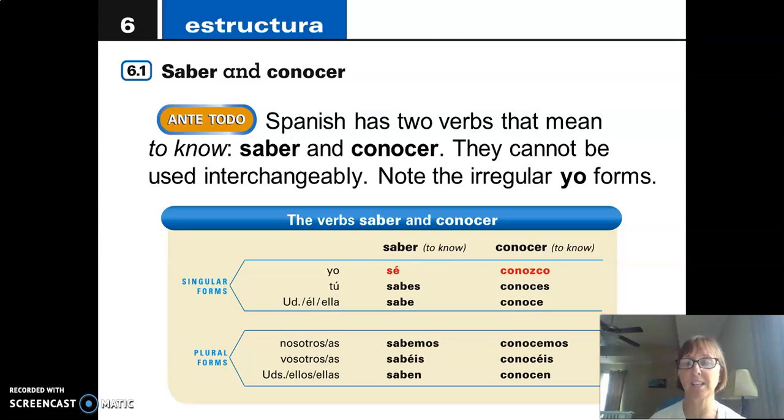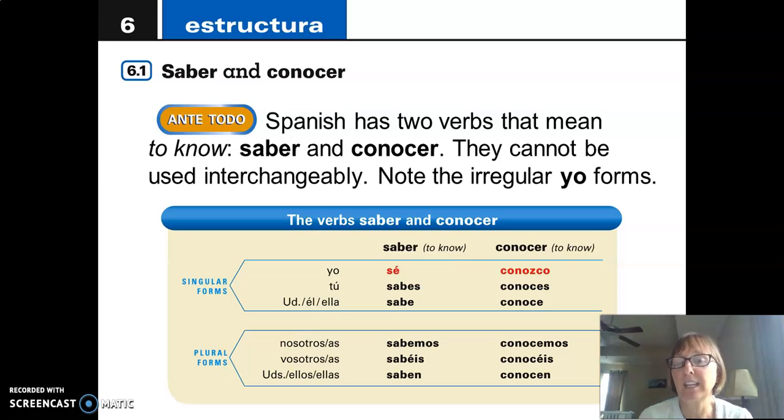So, por ejemplo, I might say, yo sé que la capital de Estados Unidos es Washington, D.C. Right? It's a fact I know. Yo sé que 2 más 2 son 4. It's a fact I know. If I'm telling how to do something, for example, yo sé hablar español. Yo sé jugar voleibol. So these are examples of knowing how to do something.